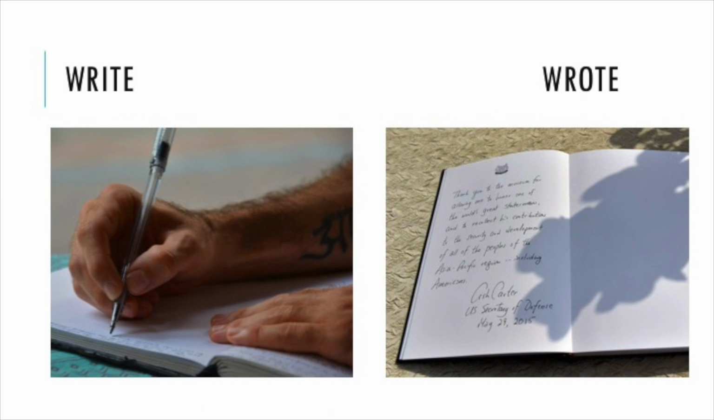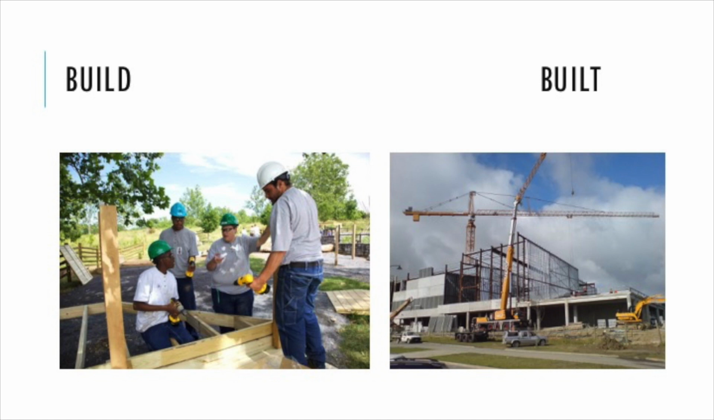Write, wrote. So, once again, swap a vowel. We delete I, and what letter do we add for wrote? O. Delete I, add O. Write, wrote. Build, built. Final letter we change here. Instead of a D, T. Build, built. Yes, excellent guys. Past tense of build is built.